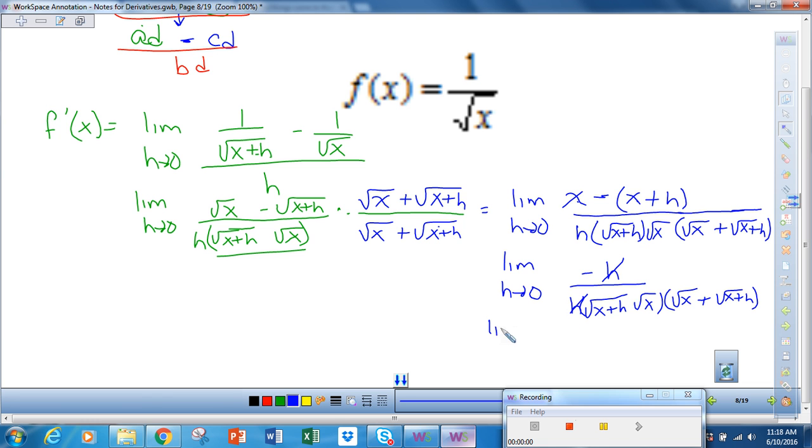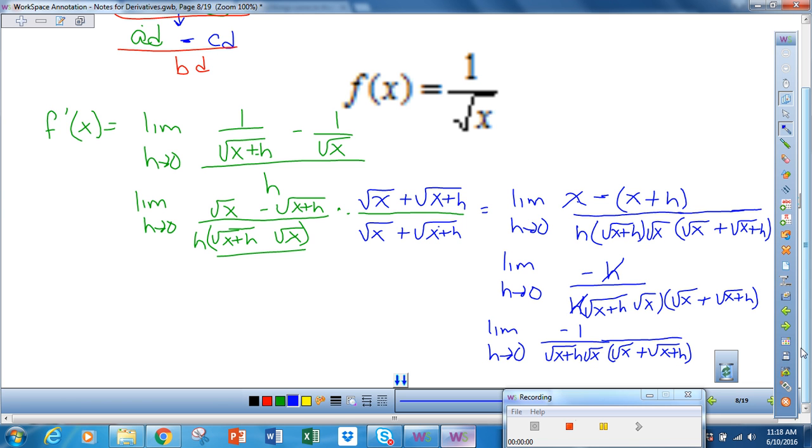So now I have the limit as h approaches 0 of negative 1 over radical x plus h times radical x, parenthesis, radical x plus h. You running out of paper yet?